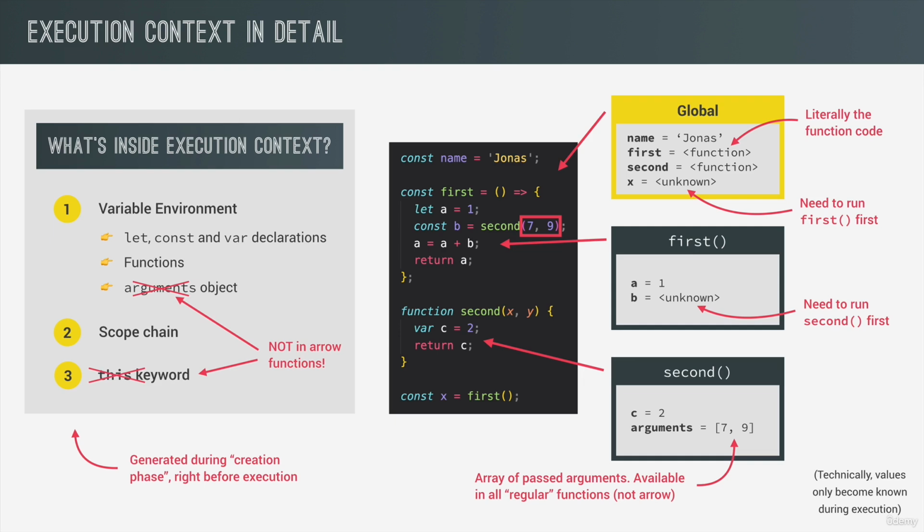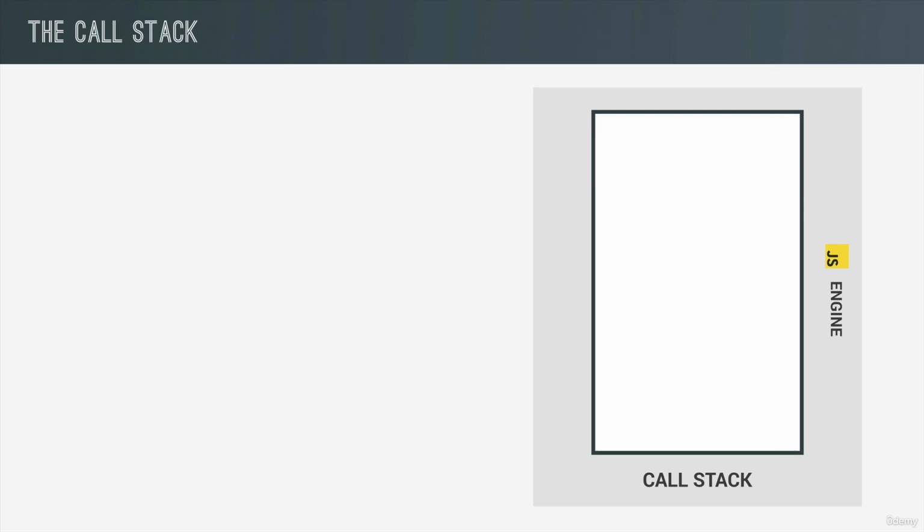Well, it's simple because this is an extremely small amount of code. But now imagine there are hundreds of execution contexts for hundreds of functions. How will the engine keep track of the order in which functions were called? And how will it know where it currently is in the execution? Well, that's where the call stack finally comes in. And remember that the call stack, together with the memory heap, makes up the JavaScript engine itself. But what actually is the call stack?